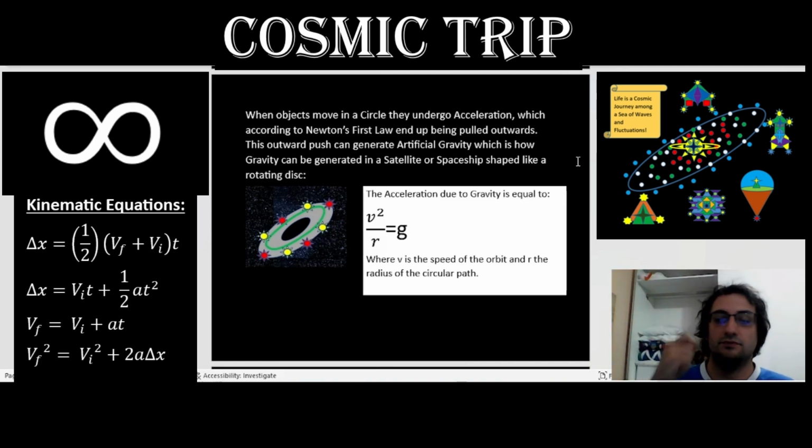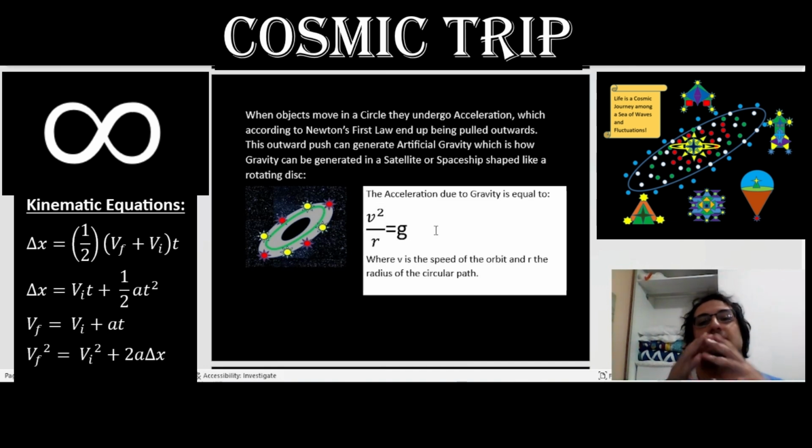So for example, when you rotate a string with a mass at the end of it, you generate a centripetal force that is equal to the tension in the string. But because of inertia, Newton's first law, the object is sort of thrown outward, which is the centrifugal effect from the centripetal force. You can actually generate artificial gravity with that. Where v is the speed that you rotate at, and r is the radius of the turn.